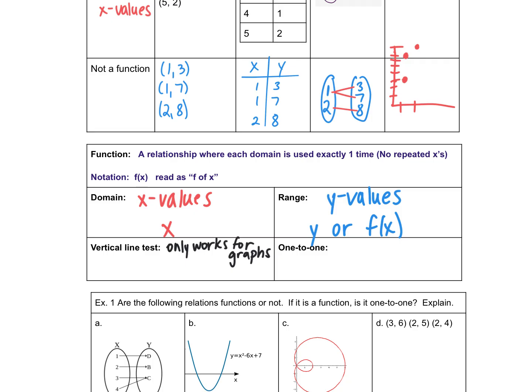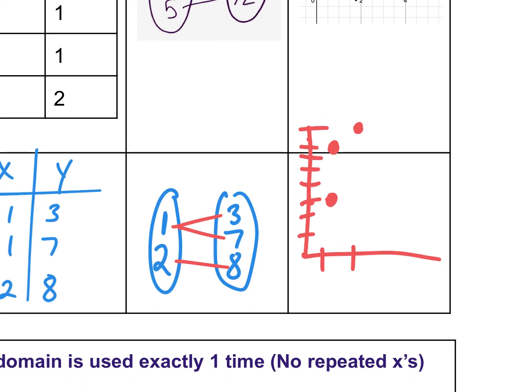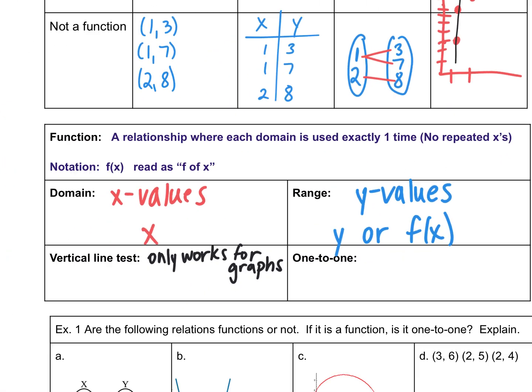Which makes sense, because if I look here at what was a function, if I drew a vertical line through any of these points, it's only hitting that graph one time. But if I go down here and I draw a line right here where I stacked those points, now it's hitting twice. So it can't be a function. Does that make sense? That's all that the vertical line test is.